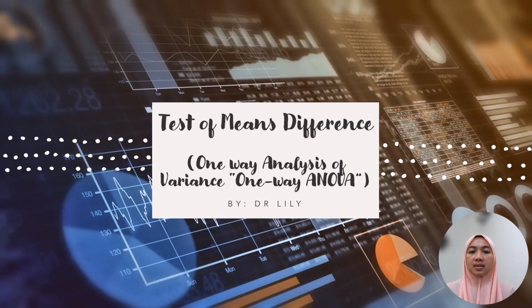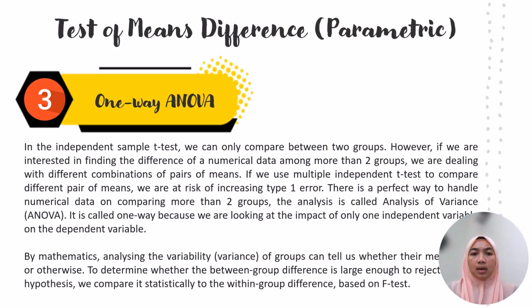The last test in the test of the mean difference is a one-way analysis of variance. We call it a one-way ANOVA. What is a one-way ANOVA? We recall that in the independent sample t-test, we can only compare between two groups.